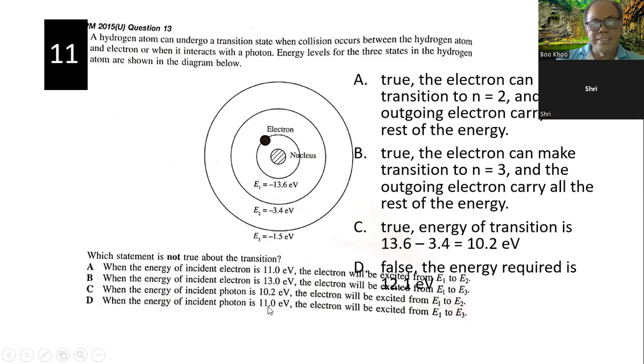Energy of incident photon is 11.0 electron volt. The electron would be excited from E1 to E3, but E1 to E3 requires 12.1 when you subtract. So the energy will be somewhere in between. It's forbidden, so D cannot be the answer. D is a false answer. Okay. Anything not clear?